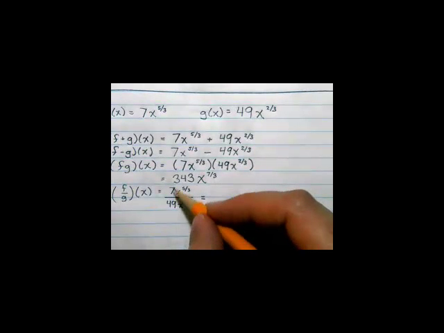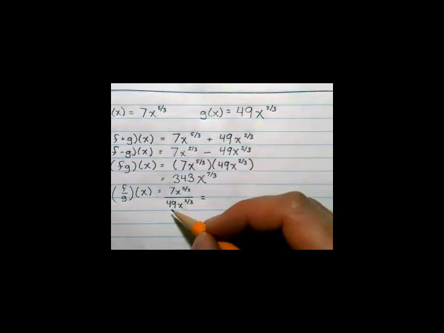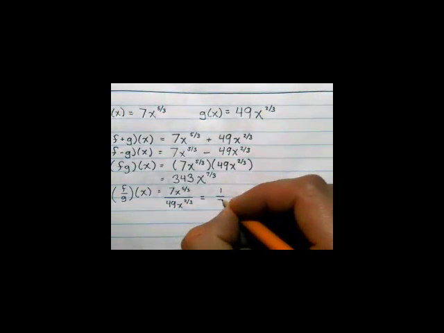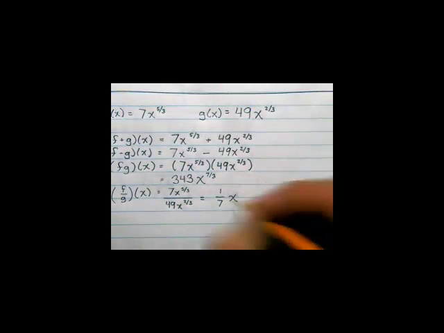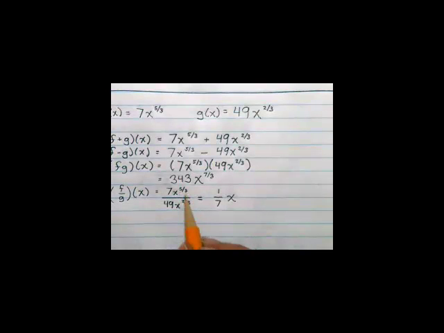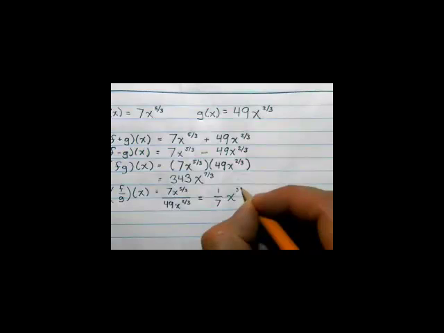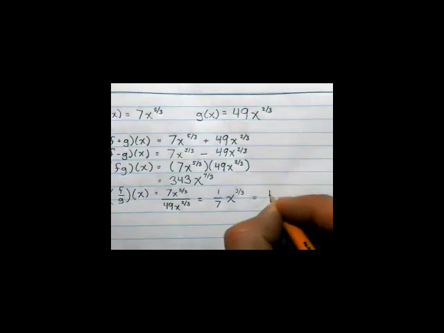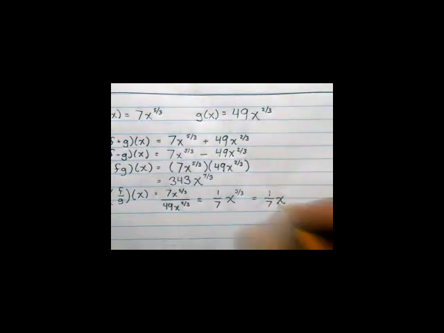So 7 over 49, that's 1 over 7, right? You reduce that fraction, it's 1 over 7. So we got 1/7, and then we got x. Well, what's 5/3 minus 2/3? 3/3. Yeah, because 3/3 is what? 1, and x to the 1 is just, well, x. So this thing would simplify all the way to 1/7 x.